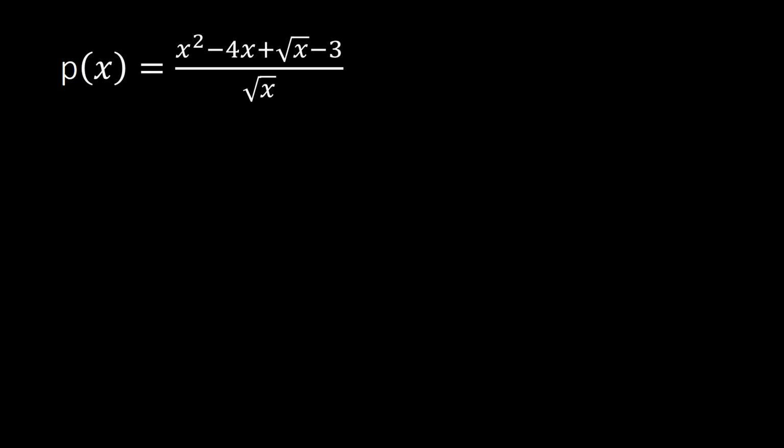This time, we're going to talk about derivatives and the activity given to my students. Let's have our P of x, which is equal to x squared minus 4x plus square root of x minus 3 over square root of x. Okay, this is a quotient.